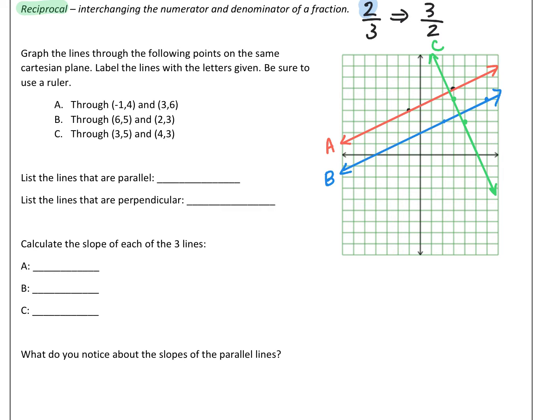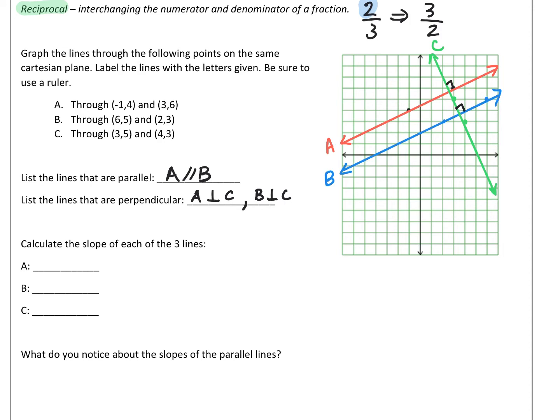So list the lines that are parallel. So parallel means lines never touch. So we know that A is parallel to B. They definitely look like they're parallel there. And the perpendicular lines, those are the ones that meet at right angles, right? So there and there. So I could say that A is perpendicular to C and B is perpendicular to C. So I've got two sets of perpendicular lines.